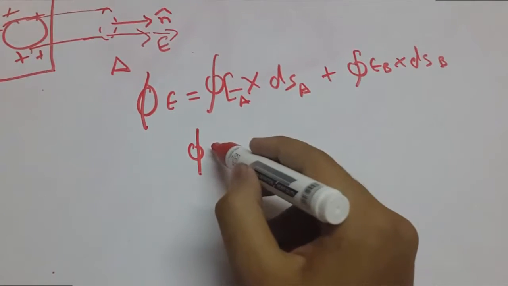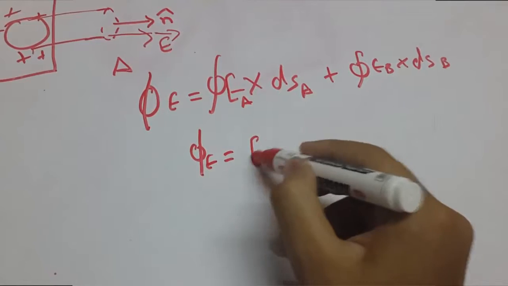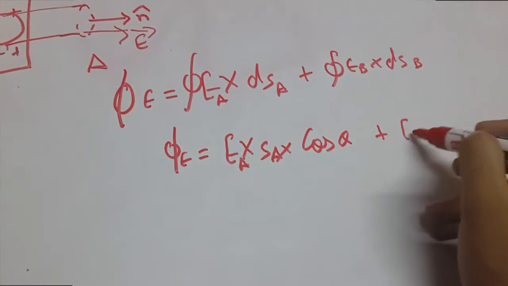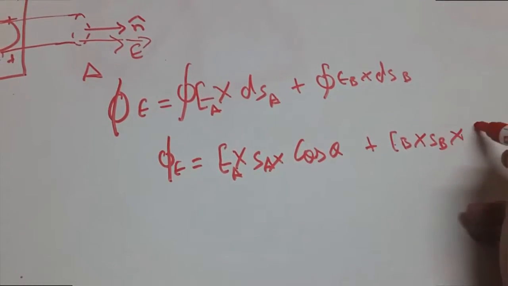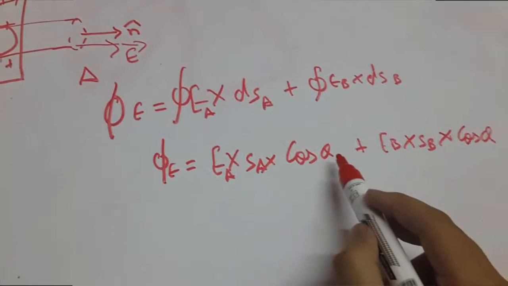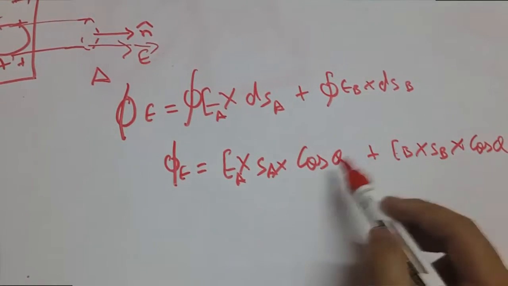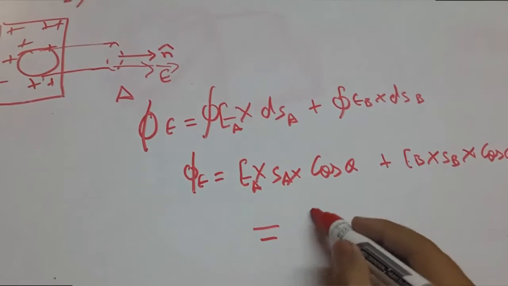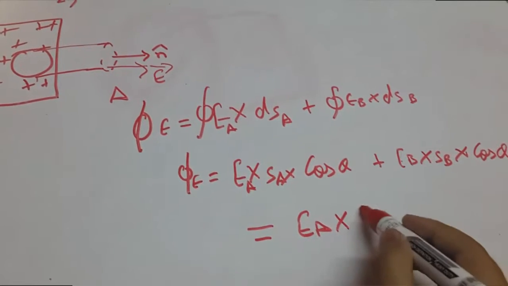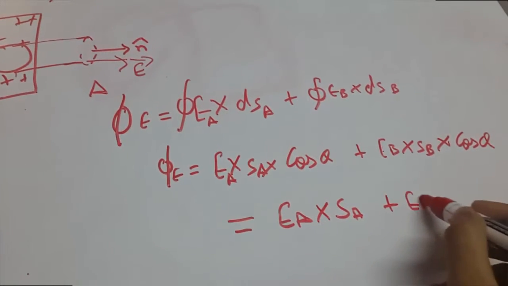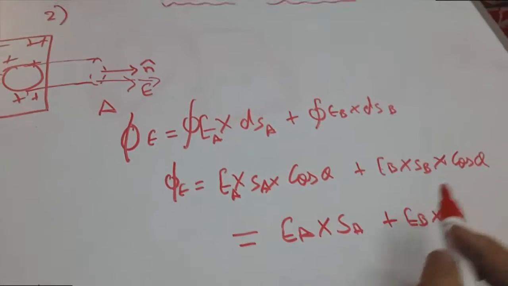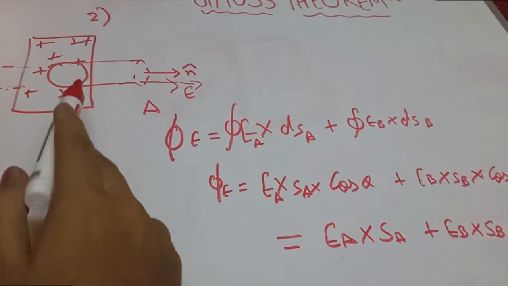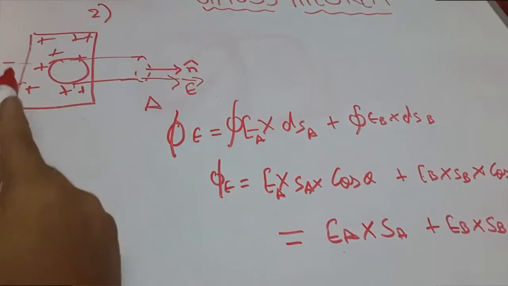So the electric flux would be equal to E into surface area into cos theta, plus E_B into surface area into cos theta. Here the value of theta in both of the electric fluxes is 0, so by putting the value of cos 0, which is equal to 1, we just get electric field A into surface area A plus electric field B into surface area B. Here electric field A and electric field B are both equal because the same plane sheet is creating the same Gaussian surface in front of the sheet and back of the sheet.